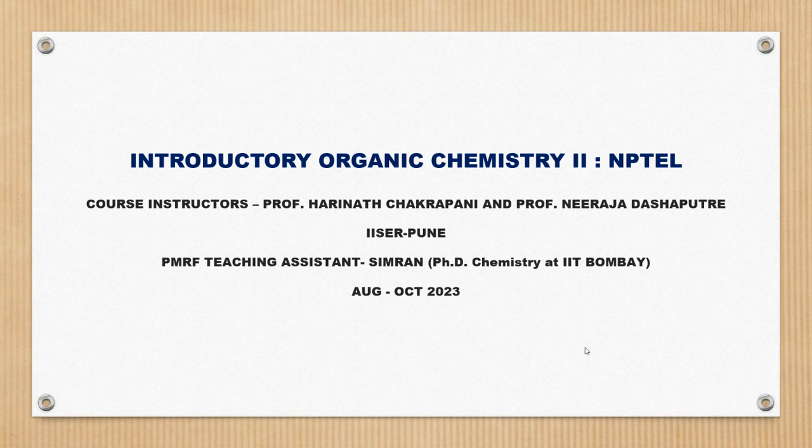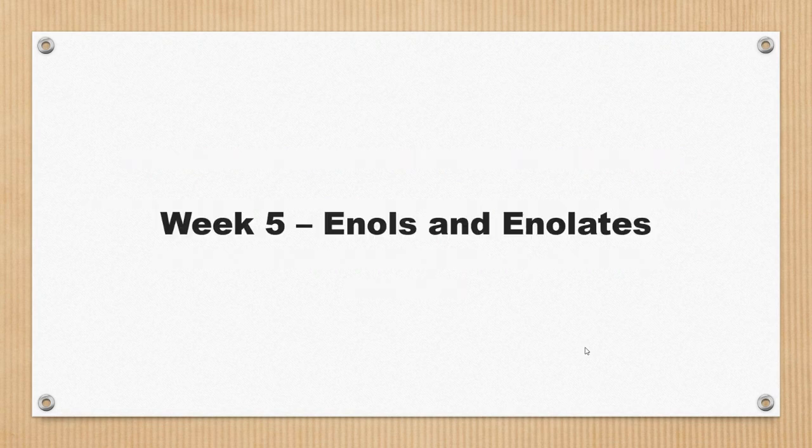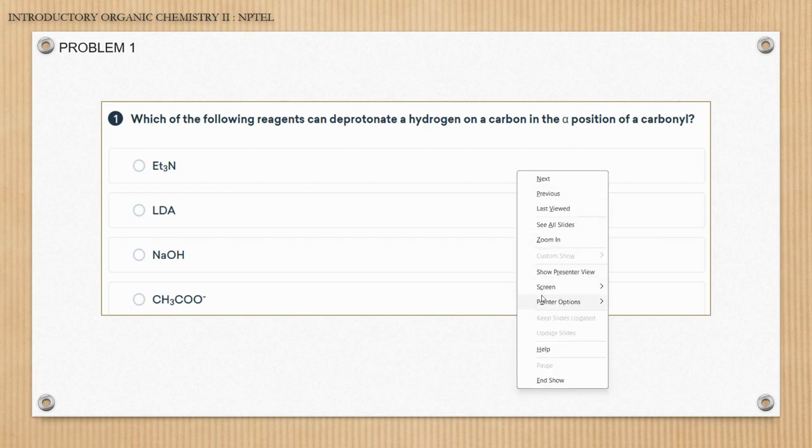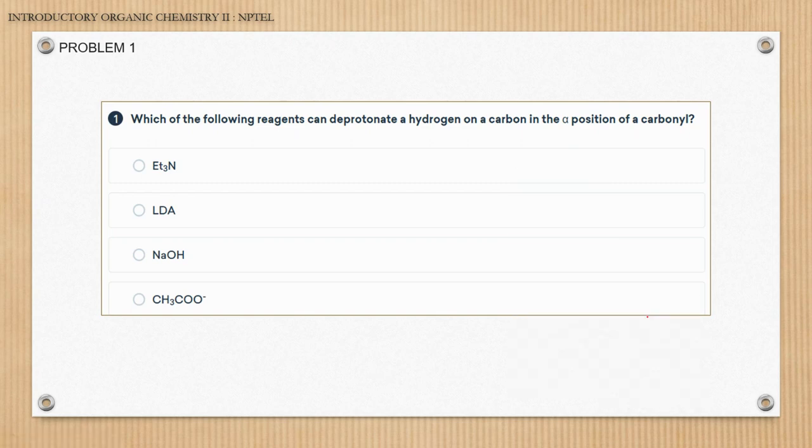Okay, if there is no doubt, then I am moving forward towards week 5, that is enols and enolates. So we are going to discuss enols and enolates today. I'm starting with problem number 1. It asks which of the following reagents can deprotonate a hydrogen on a carbon in the alpha position of a carbon.